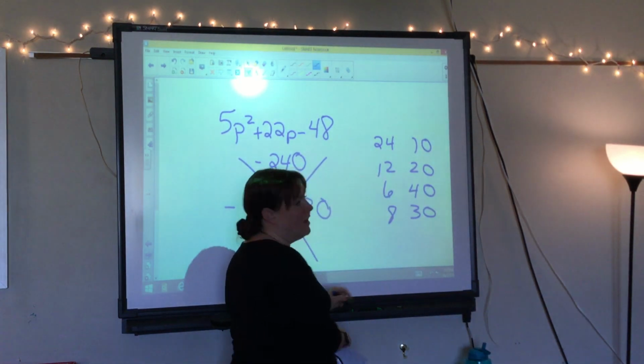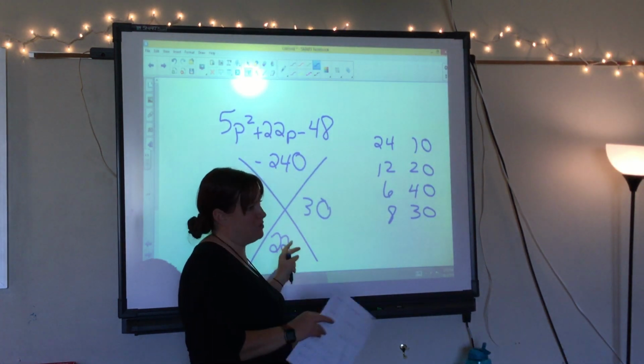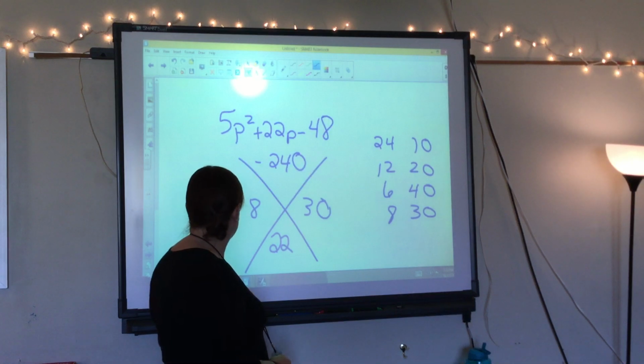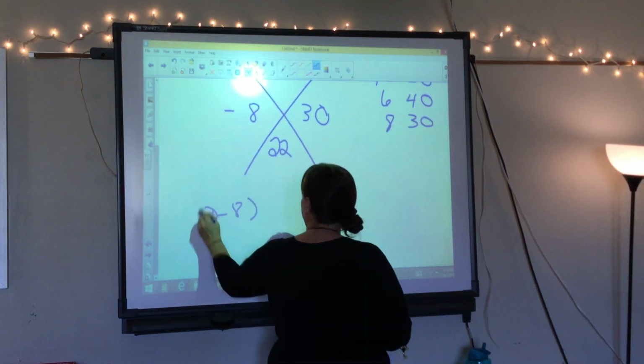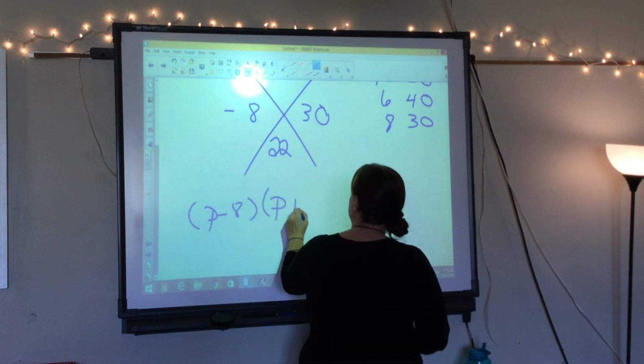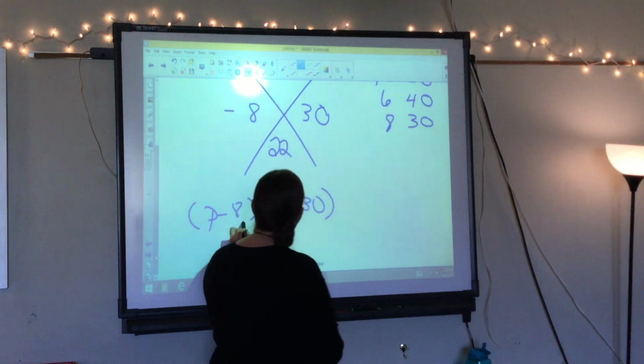I keep thinking that you have to not do negative. So I'm adding them together, and when I add a negative, it's subtracting. So that's going to be p minus 8, p plus 30. But remember we slid, now we've got to divide. We already did our slides, so we've got to do our divide.